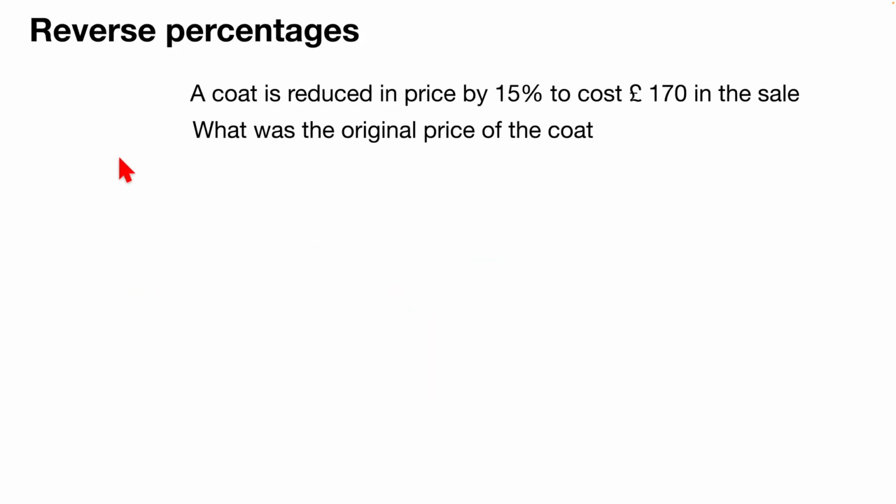So this brings me on to reverse percentages. A coat is reduced in price by 15% to cost £170 in the sale. What was the original price of the coat? Percentages to pounds. This is about 170 pounds, but what's the equivalent percentage? The full price of the coat is 100%, but it's been reduced by 15%. So we look at 100% minus 15%, 85%. 85% of the original price of the coat is 170.